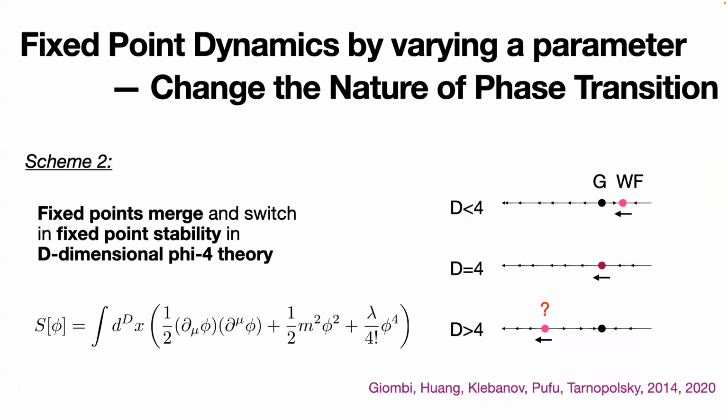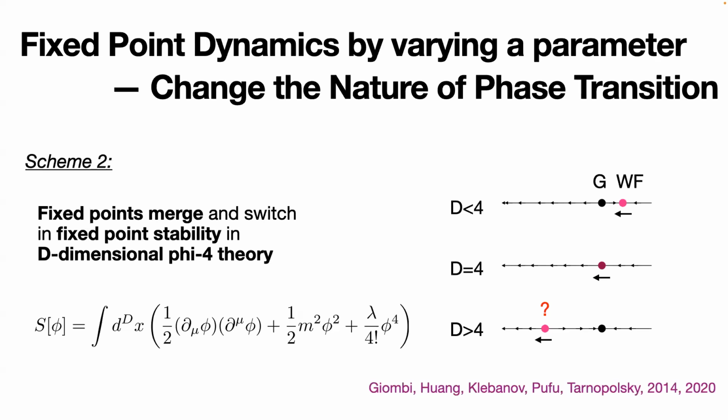So the point of this, I will focus on the phi-four theory in D dimensions. When D is less than 4, we know there is a Gaussian fixed point and a Wilson-Fisher fixed point for the order-disorder phase transition. For a physical system, the true critical point is in the Wilson-Fisher universality class because this fixed point is more stable than the Gaussian.